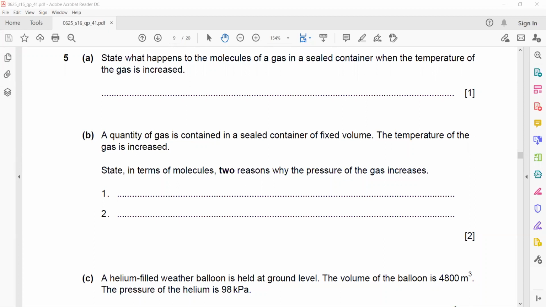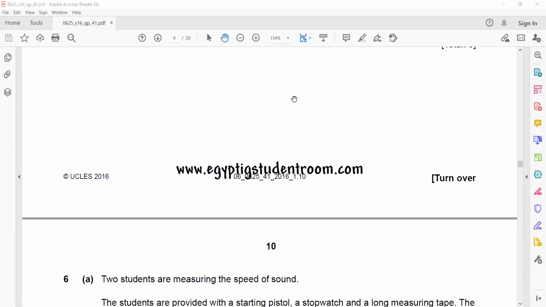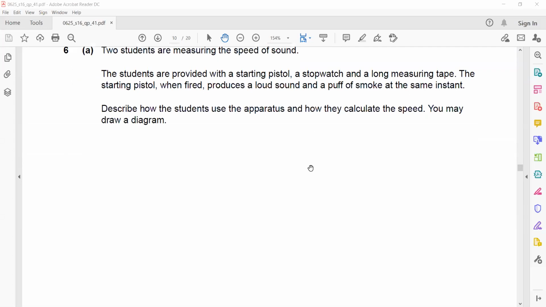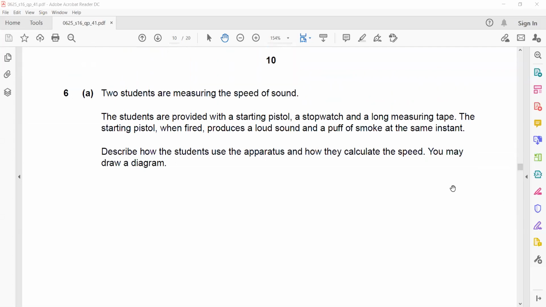Two students are measuring the speed of sound. Students are provided with a pistol, stopwatch, and a measuring tape. The starting pistol, when fired, produces a loud sound and a puff of smoke at the same instant. Describe how a student could use the apparatus and how to calculate speed. So 4 marks are there. Basically, this is a simple experiment.